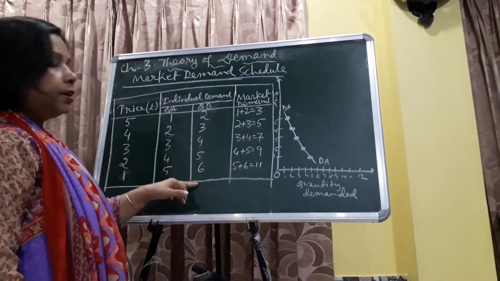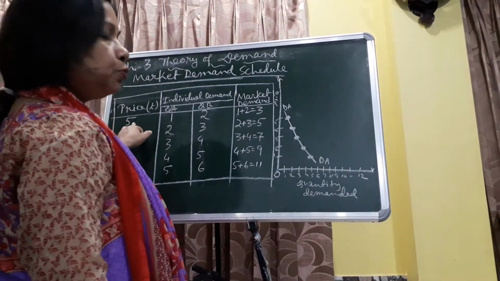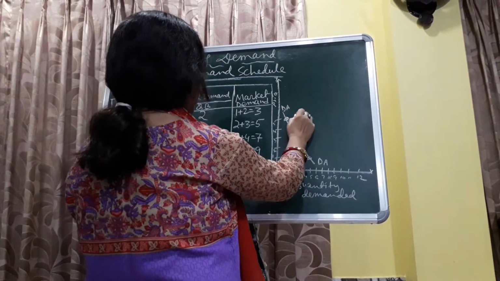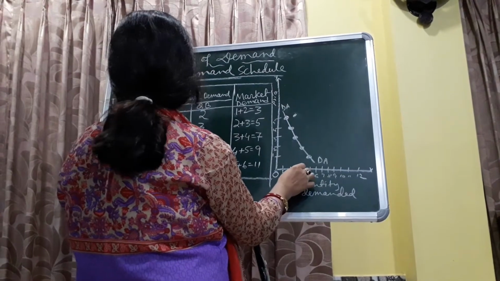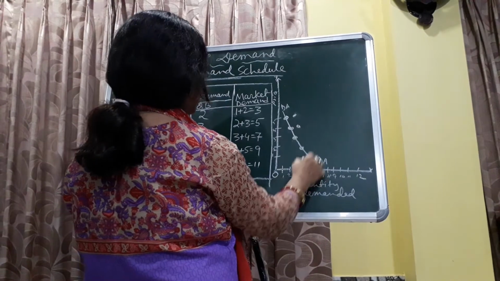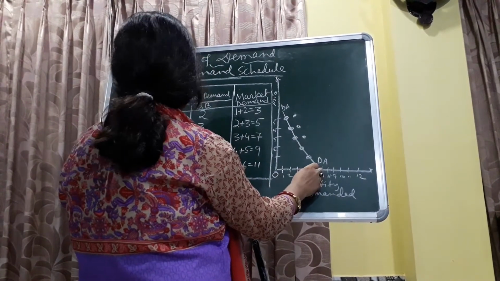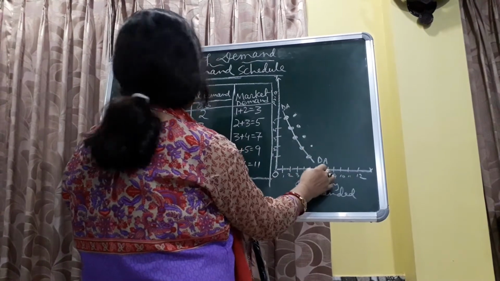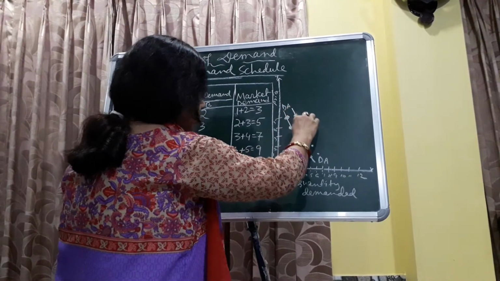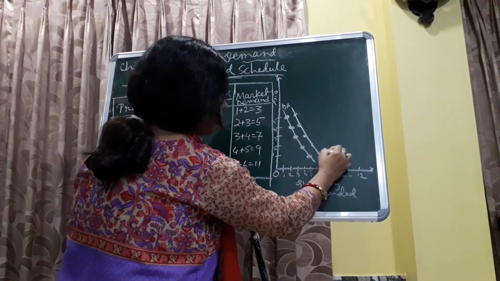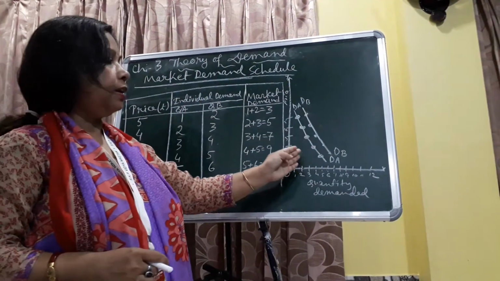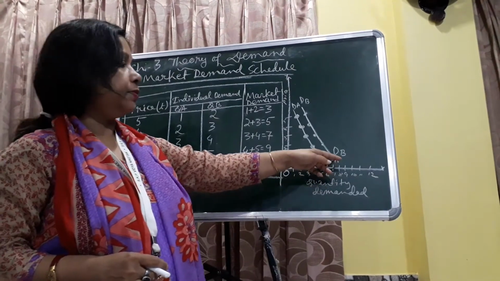Now next, individual B. At price 5, quantity demanded is 2. So 2 quantity at 5, 3 quantity at 4, 4 quantity at 3, 5 quantity at 2, and 6 quantity at 1. So you add this line, demand B. So two demand curves I have drawn here, individual A and individual B.